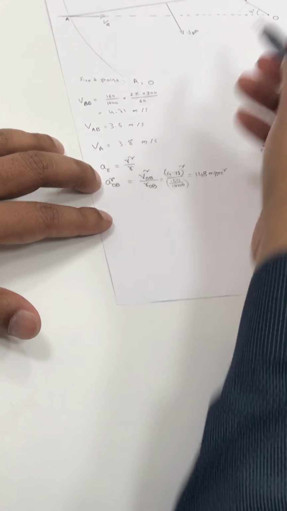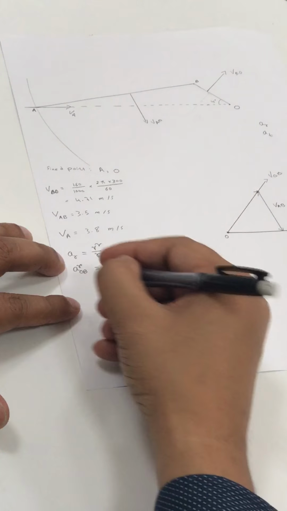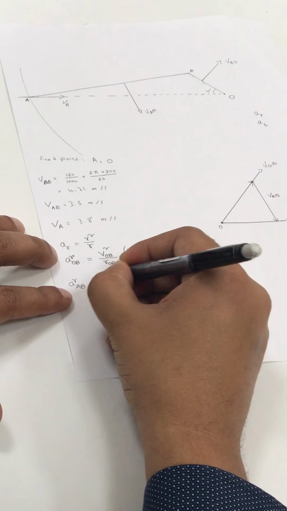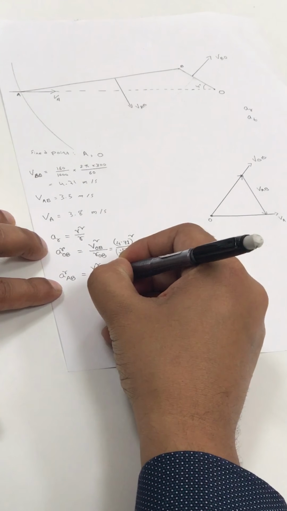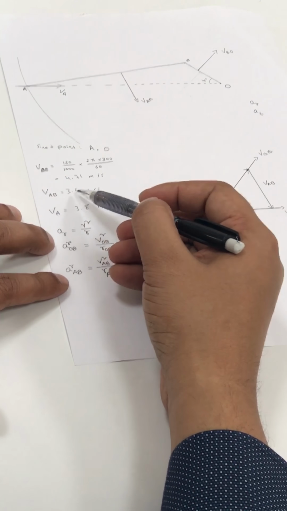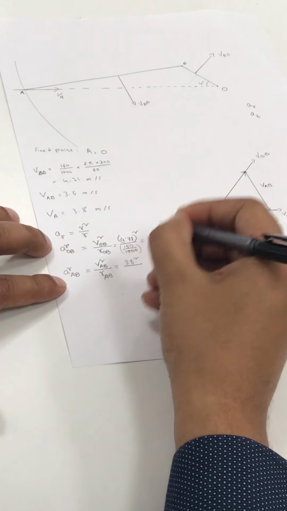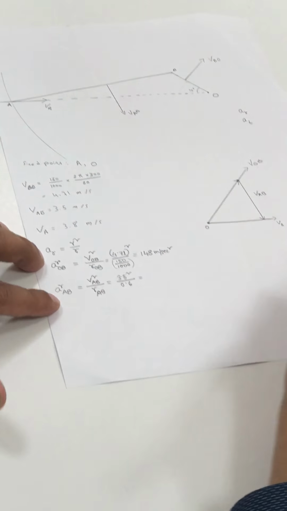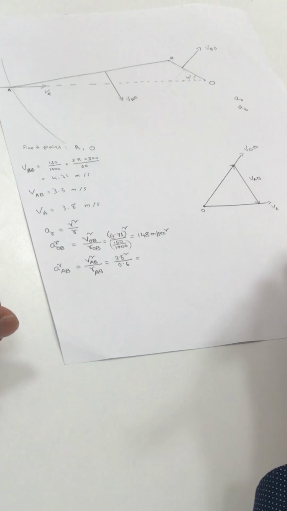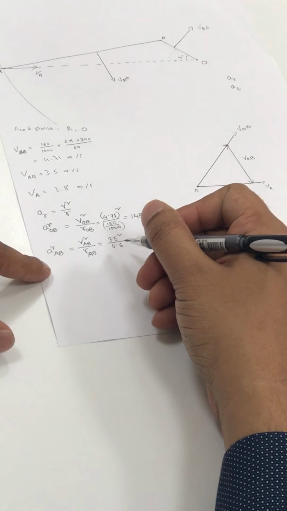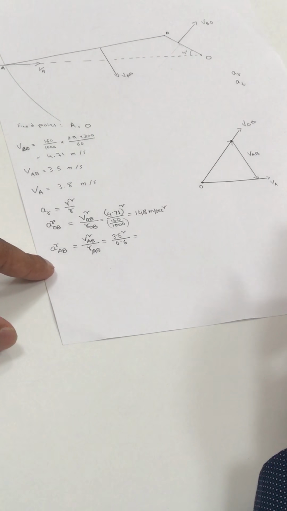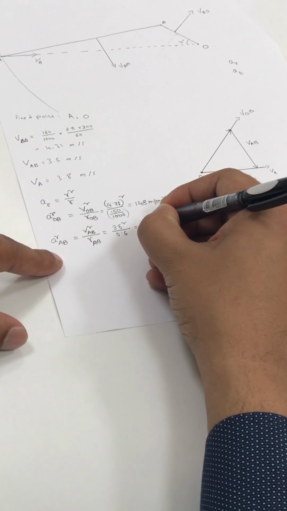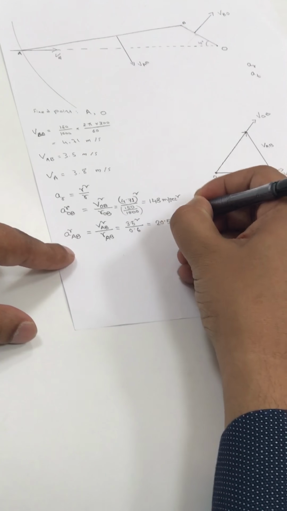Good. Now I have another one which is AB, right? So radial of AB. That means I'm gonna write AB square by AB. So what is the AB value? 3.5, right? 3.5 square. What is the length of AB? 600. So can I just directly write 0.6 for this case? Now how much is coming? 3.5 square divided by 0.6, 20. Okay, let's say 20.5 meter per second square.